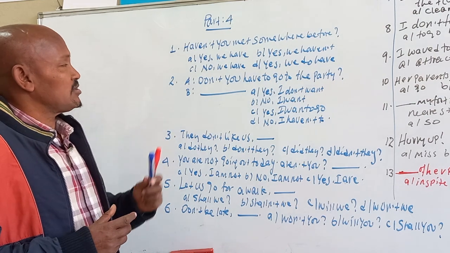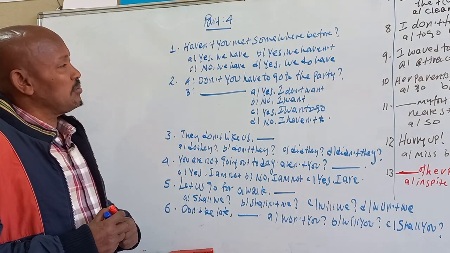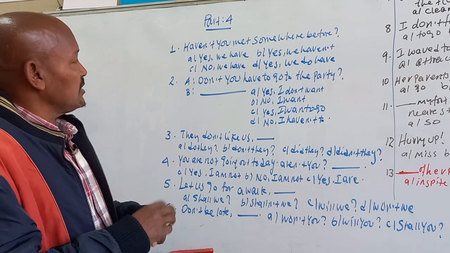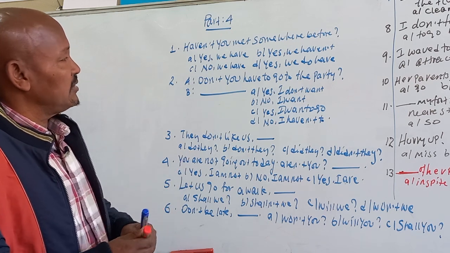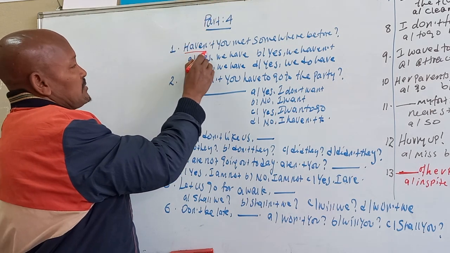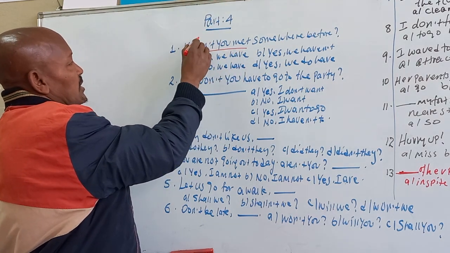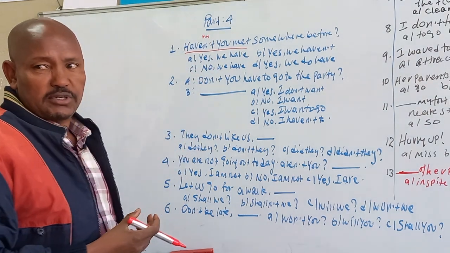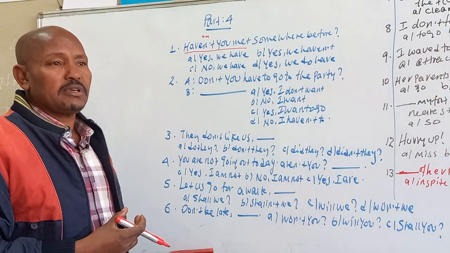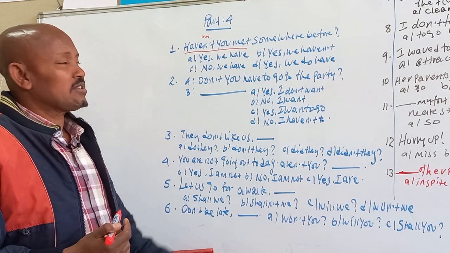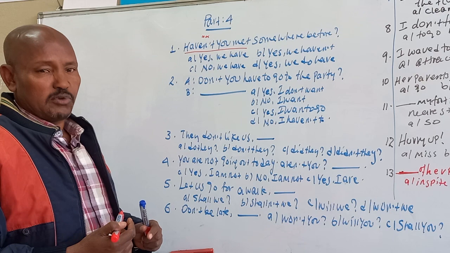So the first question is, haven't you met somewhere before? How can you answer the question? Haven't you met somewhere before? So the question is really present perfect, which is a negative question, yeah? When do we use negative questions? If we want to give emphasis or show surprise, we sometimes use a negative question.